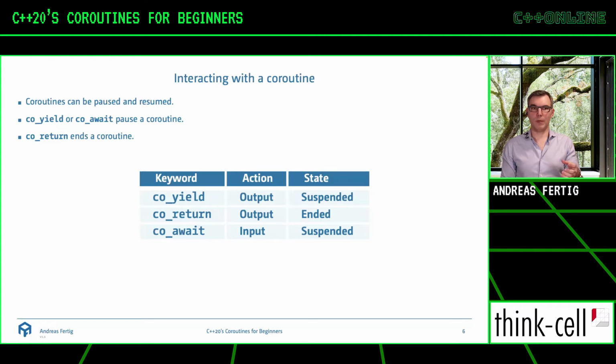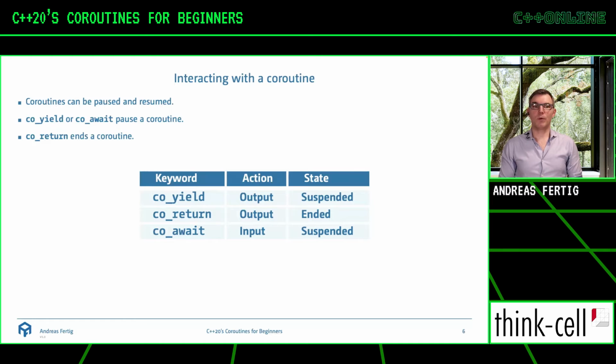co_return is the other keyword, which is also an output action. So that means they are more or less equivalent, except for the state. Once we say co_return, I previously said that, the coroutine is ended. So this is comparable to a regular function returning. We are not supposed to invoke this coroutine or continue it again.